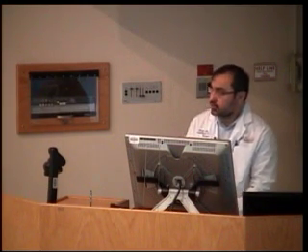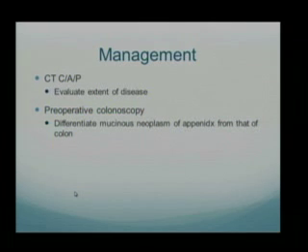Management, you have to get a CT of the chest, abdomen, pelvis to evaluate the extent of disease. And the important thing to assess would be if this is something that is resectable or not. That's the biggest question that you have to ask yourself based on the CAT scan: is it a resectable disease or not? And then you may even want to do a preoperative colonoscopy, because there are some mucinous tumors of the colon as well that can present in a similar fashion. And so you want to be absolutely sure that this is appendix versus a colon origin. So your preoperative colonoscopy is recommended as well.